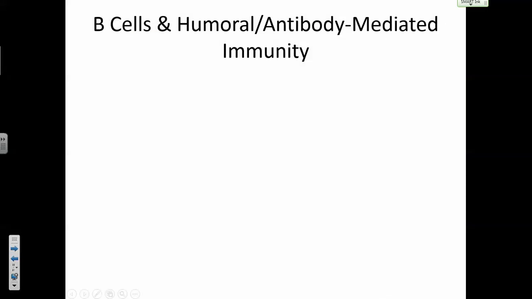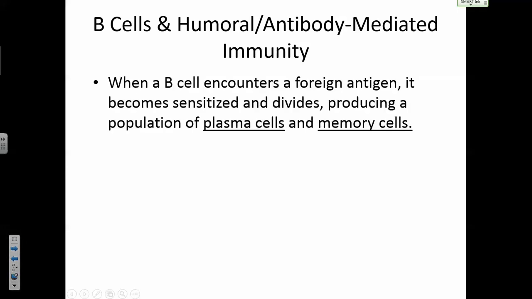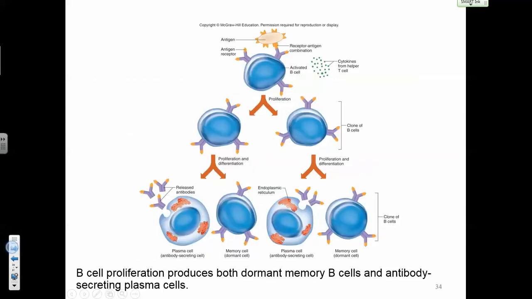All right, and in your book, I believe they look at the humoral, the T cell immunity first, but I like to do the B cell immunity first. Okay, so we're going to start with that. I want you to stay on this page, and just look at this. And then we're going to go to some pictures.